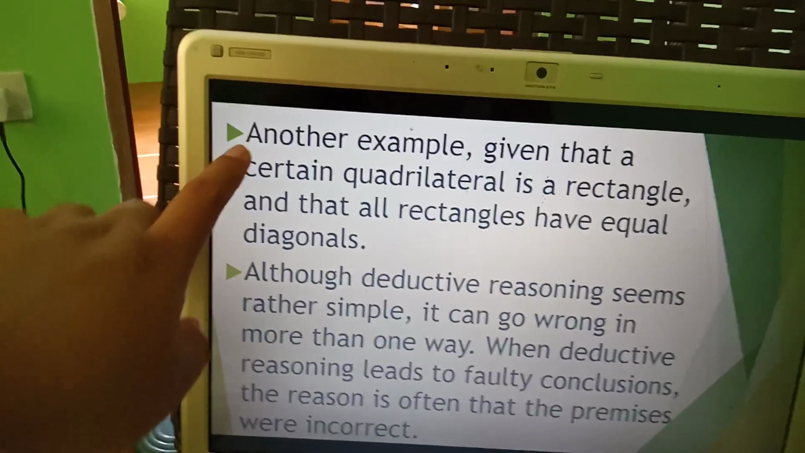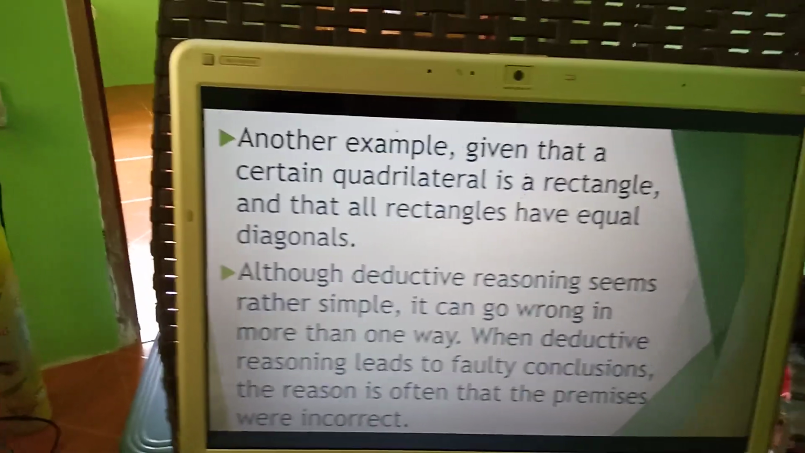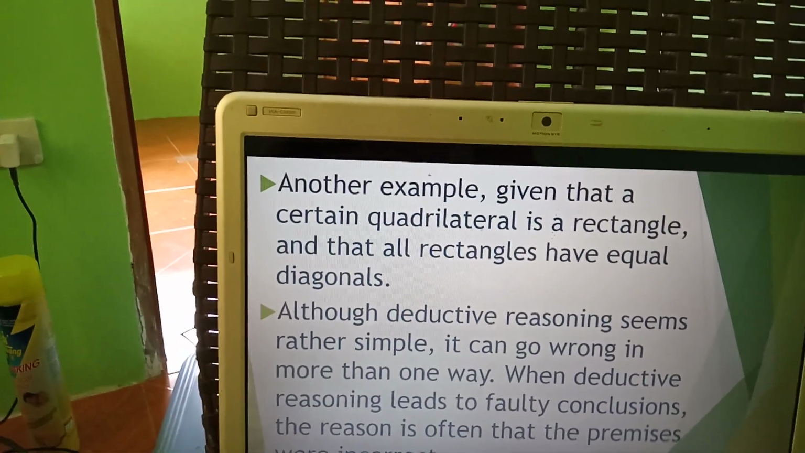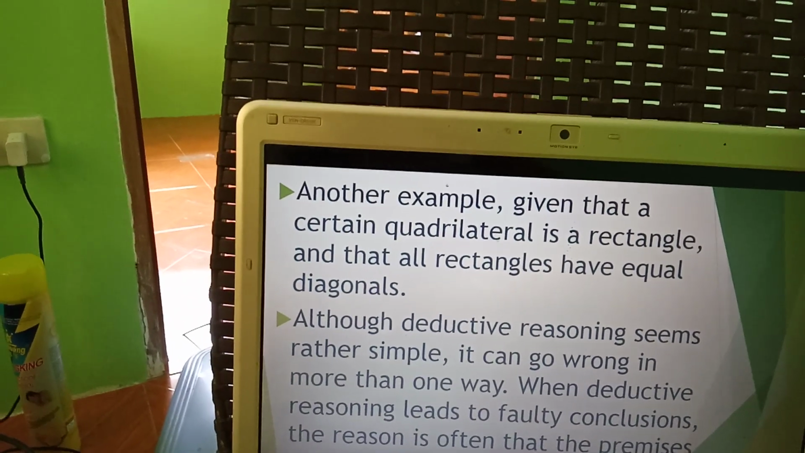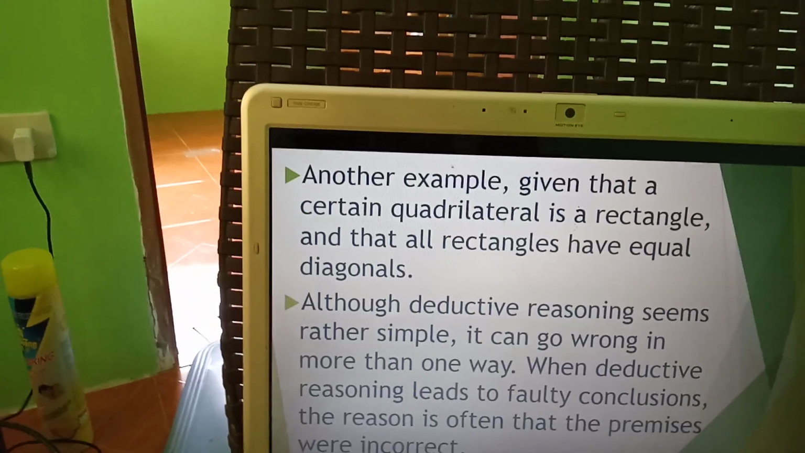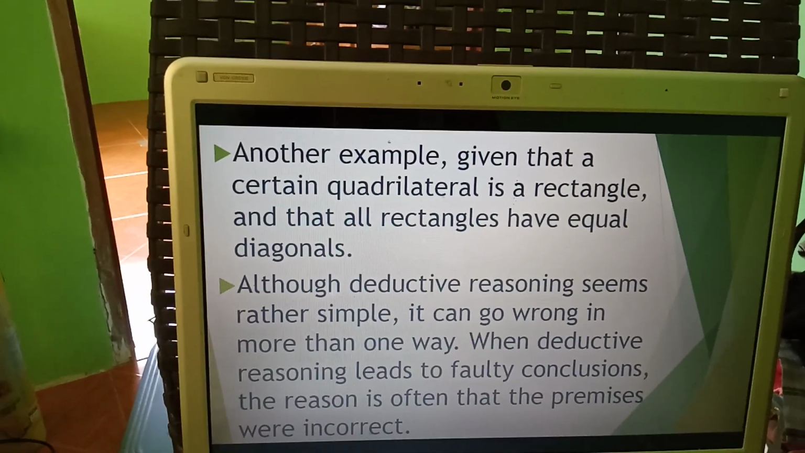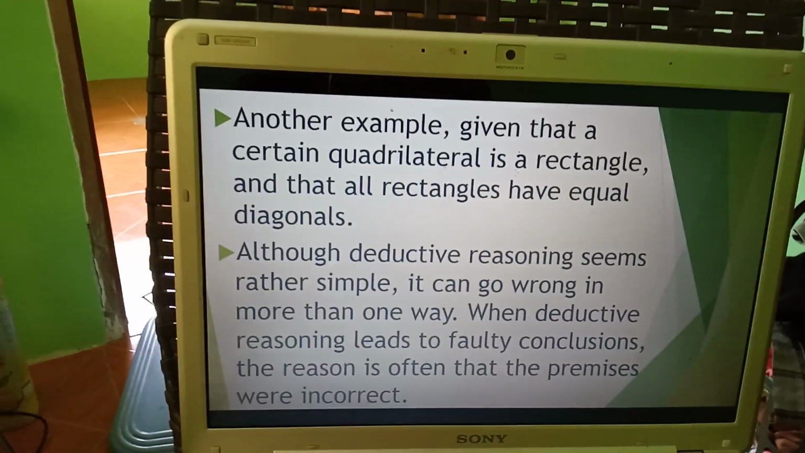your example here. Sabi niya dyan, given that a certain quadrilateral is a rectangle and that all rectangles have equal diagonals. What if the quadrilateral is not a rectangle? What if the quadrilateral is not a rectangle? So we have parallelograms, we have rhombus.